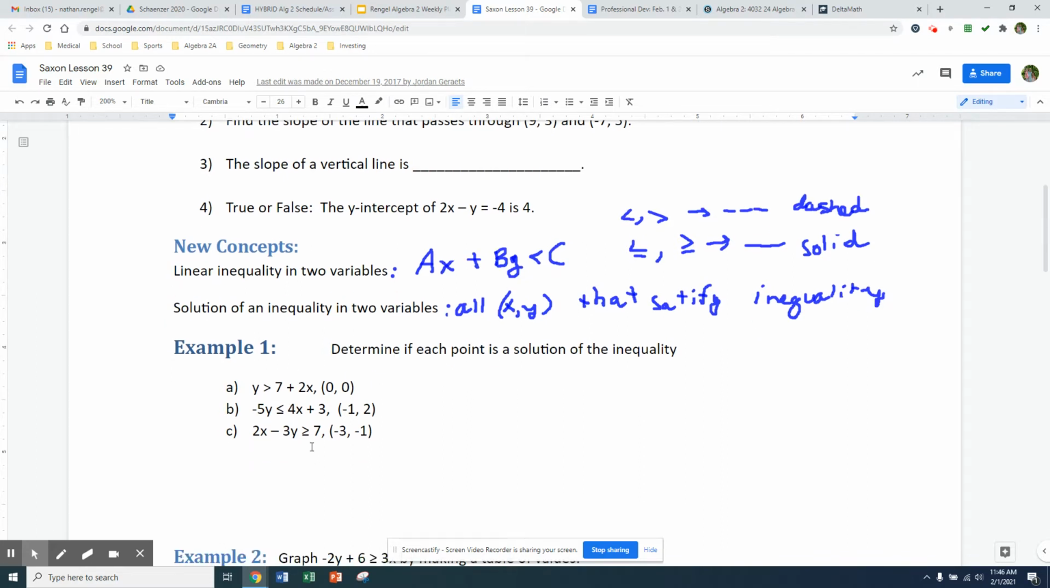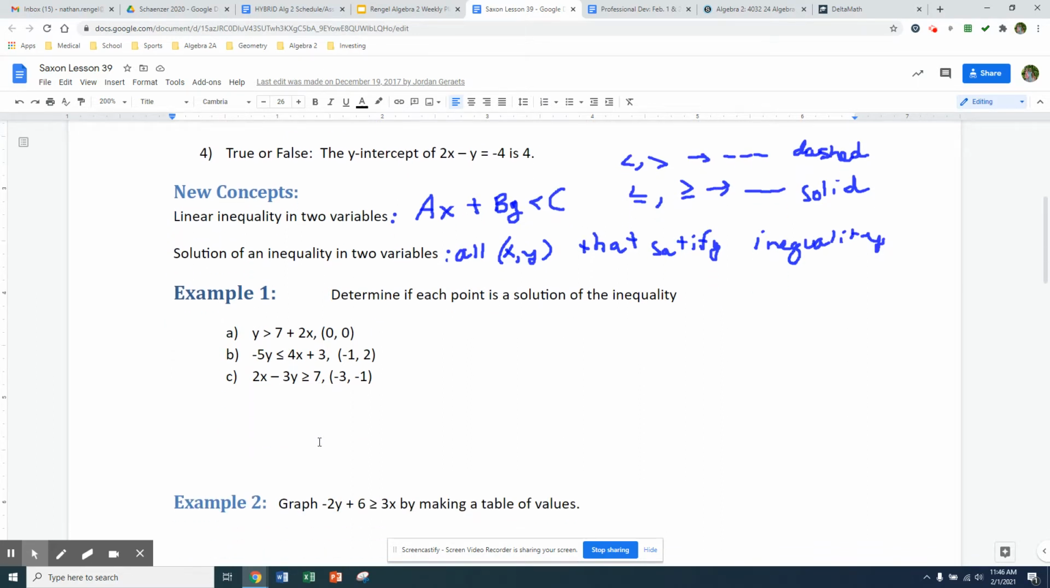inequalities. So first, a new concept: a linear inequality in two variables is an inequality that has both an x and a y variable. So an example of that could be ax plus by is less than c. When we graph out a linear inequality, we will graph it as if it were an equation. If we have a less than or greater than, we would use a dashed line. If we have a less than or equal to, greater than or equal to, we would use a solid line. So when we start getting to graphing here in just a second, we will start to see that.